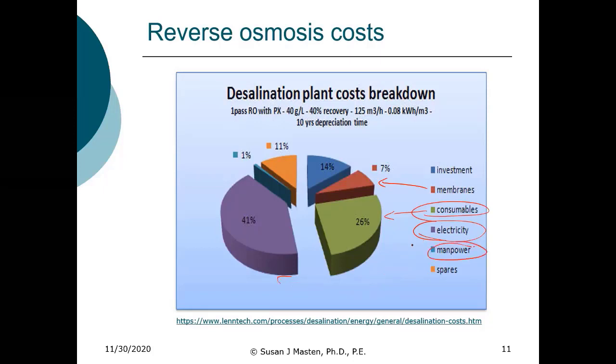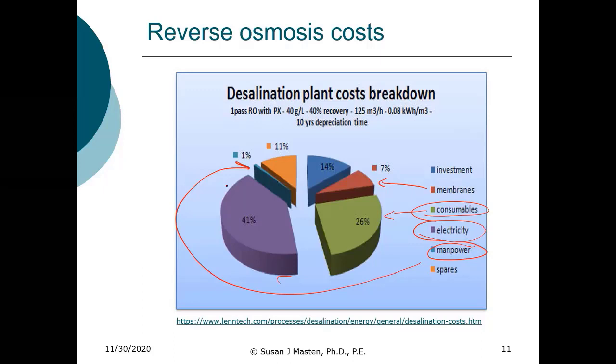Staffing to run the plant is actually relatively small. It's only about 1%. Running the plants are not a significant cost in terms of a desalination plant.